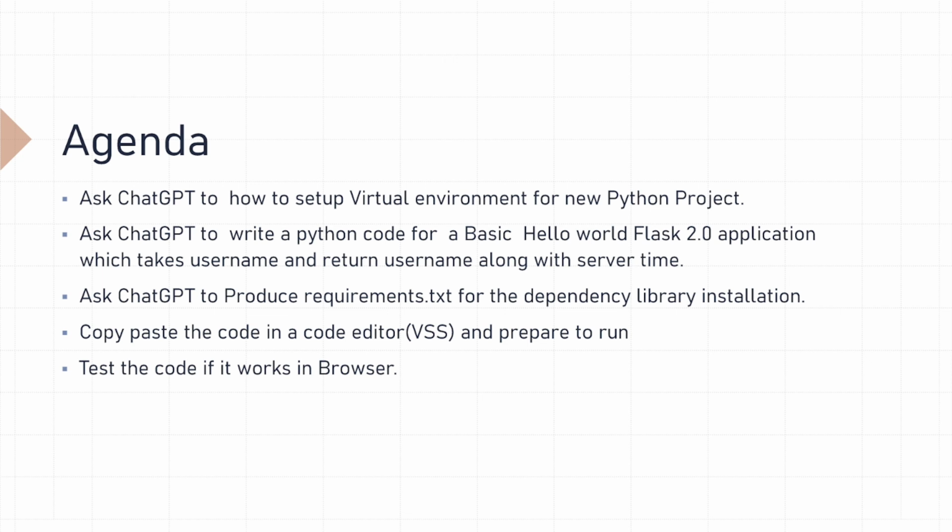Okay. Then once we are ready with that, the third part, we need to have the dependencies. So let's ask ChatGPT to produce requirements.txt. That's a simple one, but the complex part is the dependency library installation. Then take this code to the editor and prepare to run. Finally, let's test the code to see if it works or not.